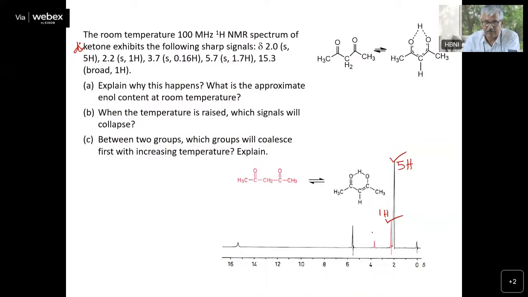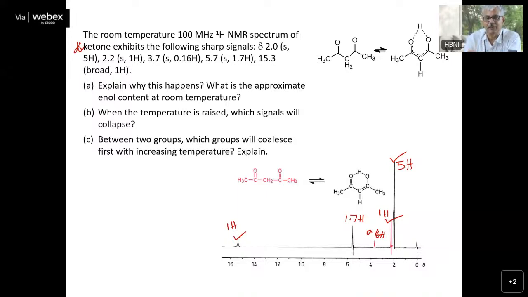Then 3.7, that is corresponding to 0.16 hydrogen, and 5.7, 1.7 hydrogen, and you have the 1 hydrogen broad peak. Sometimes broad peaks are difficult to integrate. Now explain why this happens, and what is the approximate enol content at room temperature.